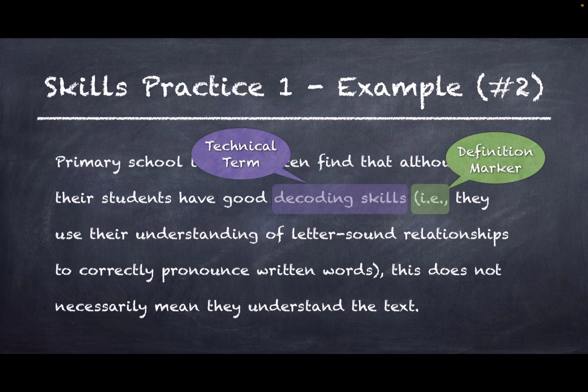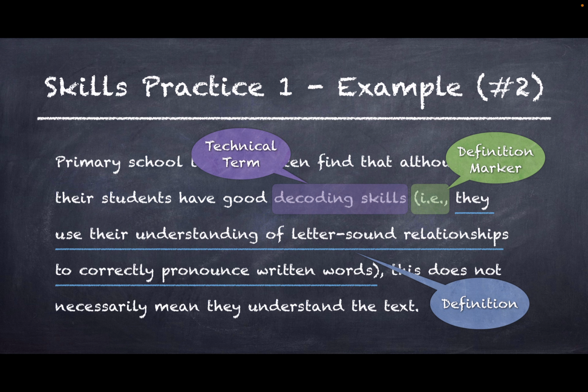Great job, yes. Decoding skills is the technical term. So now the third thing that we have to do for skill practice 1 is find the definition. The definition will usually be what follows the definition marker. In this case, what is underlined in blue, they use their understanding of letter-sound relationships to correctly pronounce written words, is the definition. Okay. So now if you'd like, you can pause the video and complete the rest of skill practice 1. There is an answer key available for you to check your answers for the rest of the exercises.